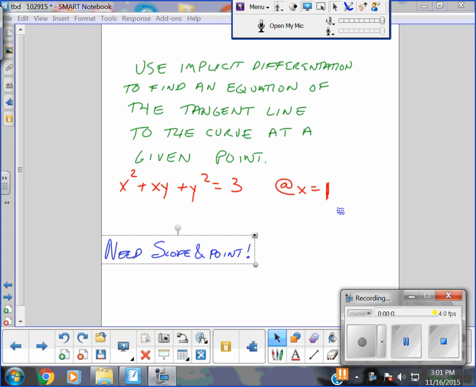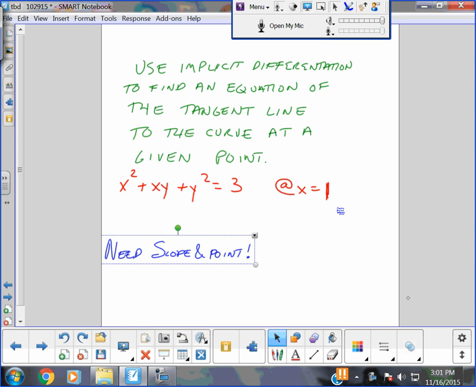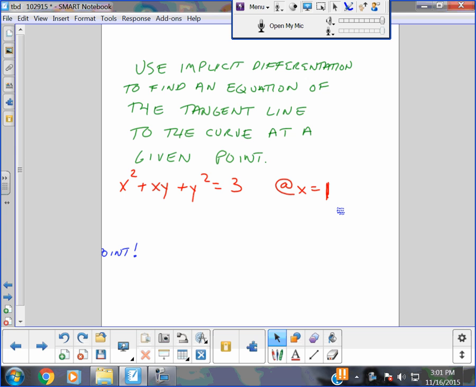Right, so what I have going on today is I want to use implicit differentiation to find an equation of the tangent line to the curve at a given point. You notice I didn't call it a function, because when I'm doing implicit differentiation, it's often not a function. And actually, I think this is an ellipse, but it doesn't matter. It's just not a function.